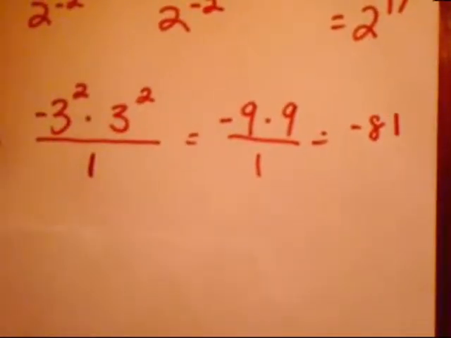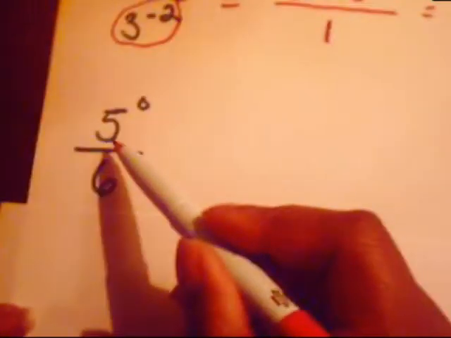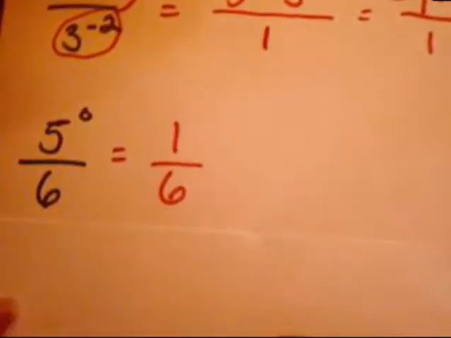Okay? Let's look at this one, 5 to the 0 divided by 6. Guys, remember, any number that's raised to the 0 power, this is power of 0, any number raised to the 0 power is 1. And what's left in the denominator? 1/6. Can't simplify that any further.